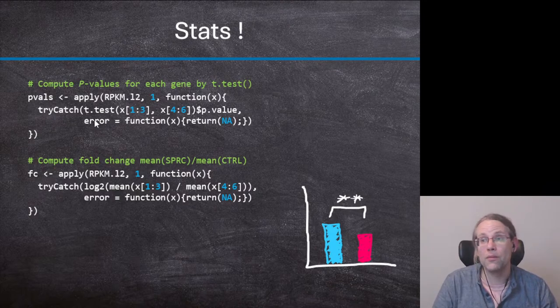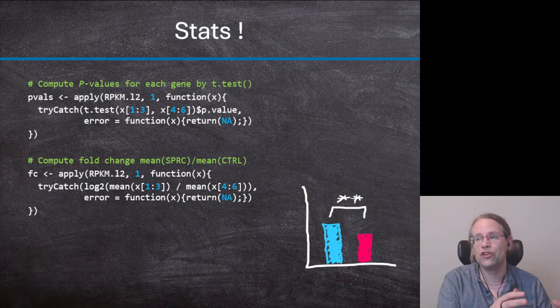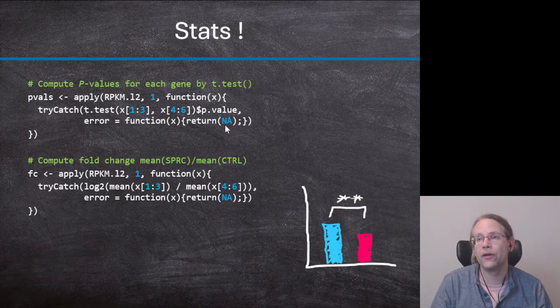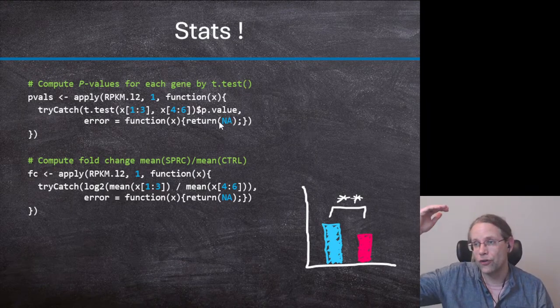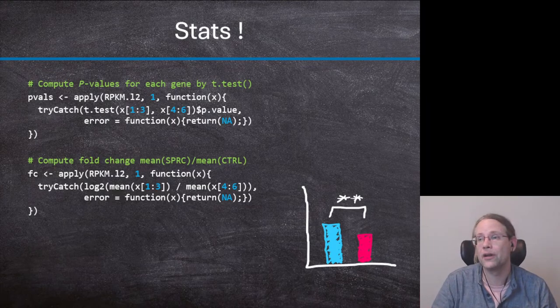Of course, some of the genes are not expressed at all. If it's 3 zeros versus 3 zeros, that will lead to an error when we do a t-test, because the data is all the same, so there's no variance, and you can't do the statistical test. Then I'm just going to return an NA value. So I'm going to go through the matrix and do the t-test if it's possible. If the t-test is not possible, I'm not going to worry about it. I'm just going to return an NA.